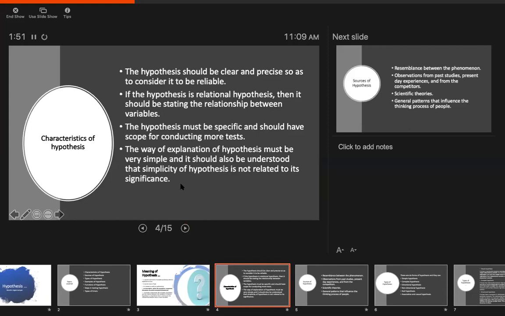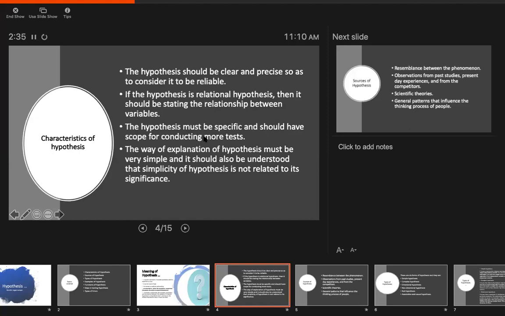What are the characteristics of a hypothesis? A hypothesis should be a clear and precise statement so as to consider it to be reliable. It has to be specific. It has to be clear, easy to understand so that it is reliable. It is stated in as short as possible. If the hypothesis is a relational hypothesis, then it should state the relationship between the variables. When we see the types of hypothesis, we will be able to elaborate on what a relational hypothesis is.